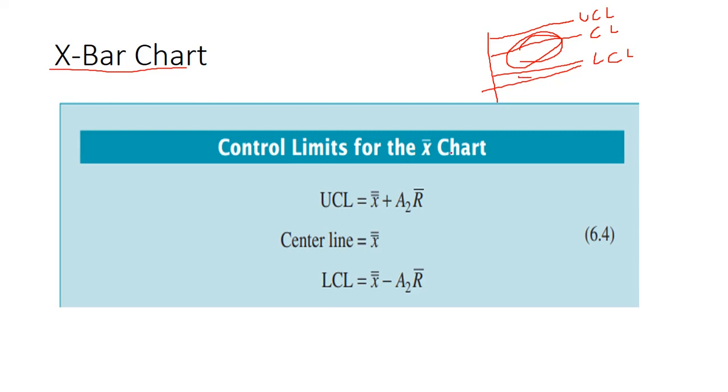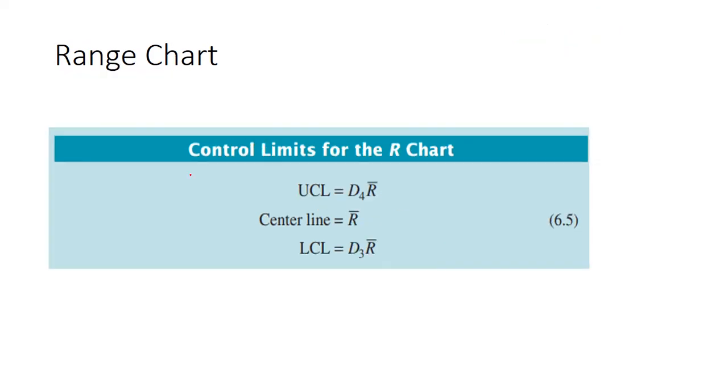Now we will see how we can construct the limits for X bar chart and R chart. These are the formulas: UCL is X double bar plus A2 R bar, where A2 is a table value. The central line is X double bar, and the lower control limit is X double bar minus A2 R bar. For the range chart, UCL equals D4 R bar, the central line is R bar, and LCL is D3 R bar. Here D4 and D3 are table values.